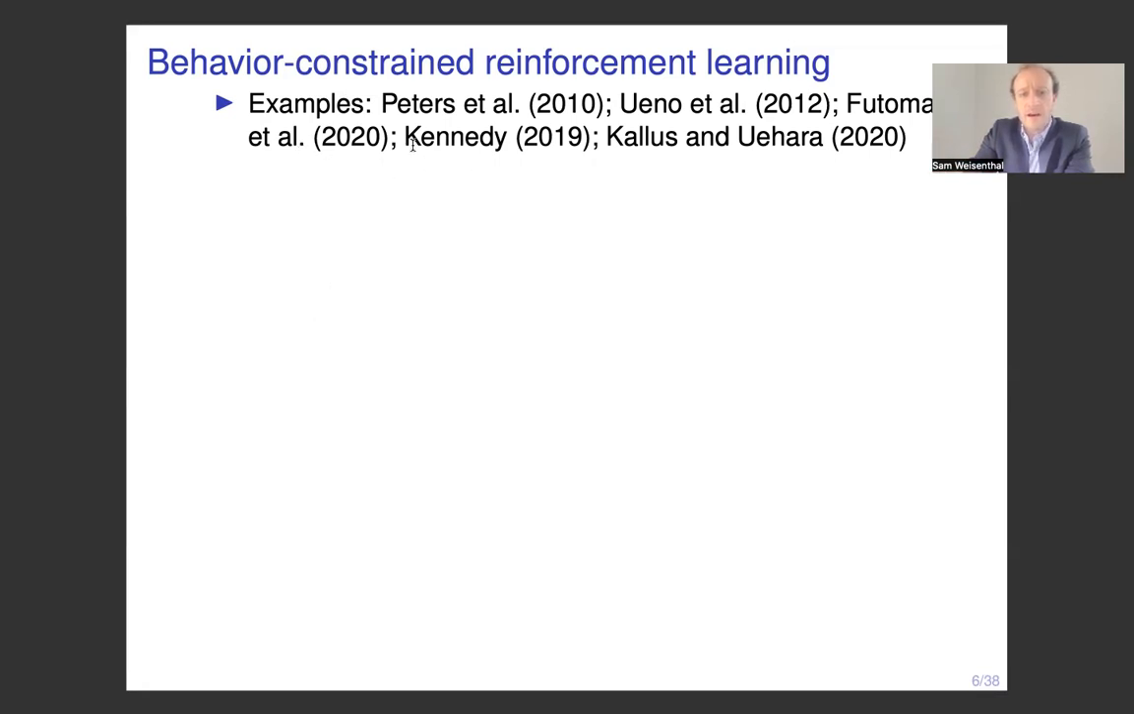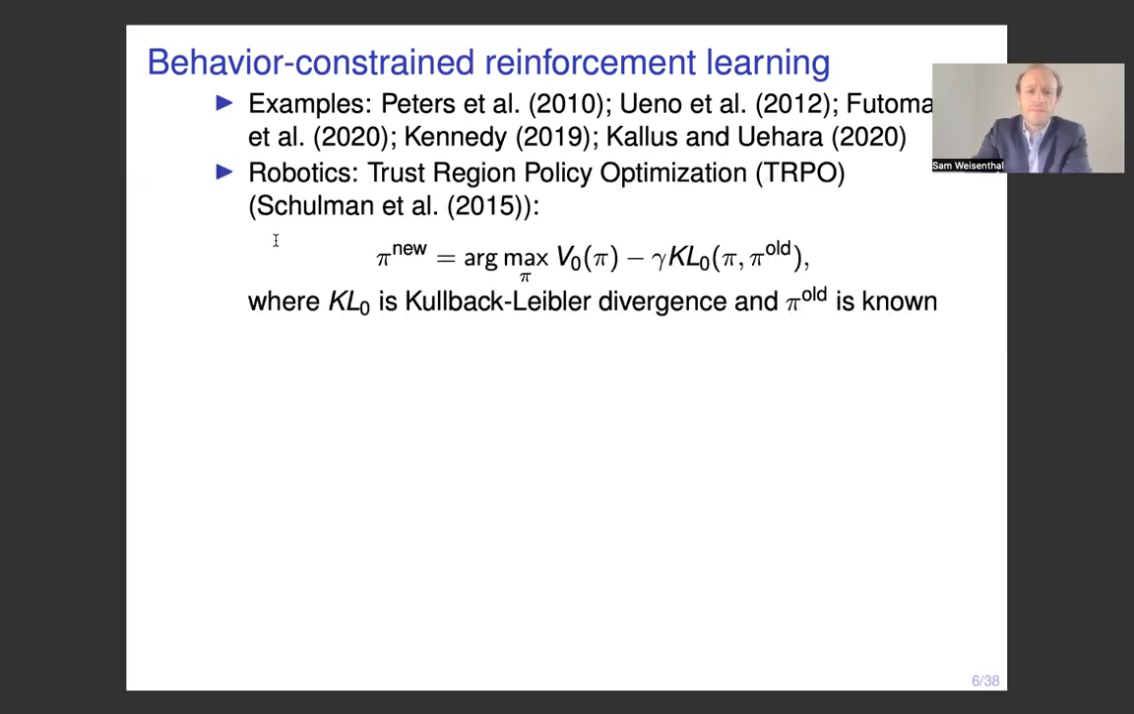Many researchers have worked on this. These are just some papers that influenced us, especially Futoma, Uno, and some papers that approach it from very different directions and different fields: computer science, statistics, biostatistics. We're going to especially focus on the behavior constraint formulation from the robotics field, and in particular on one technique called trust region policy optimization, TRPO, which was developed by Schulman in 2015.